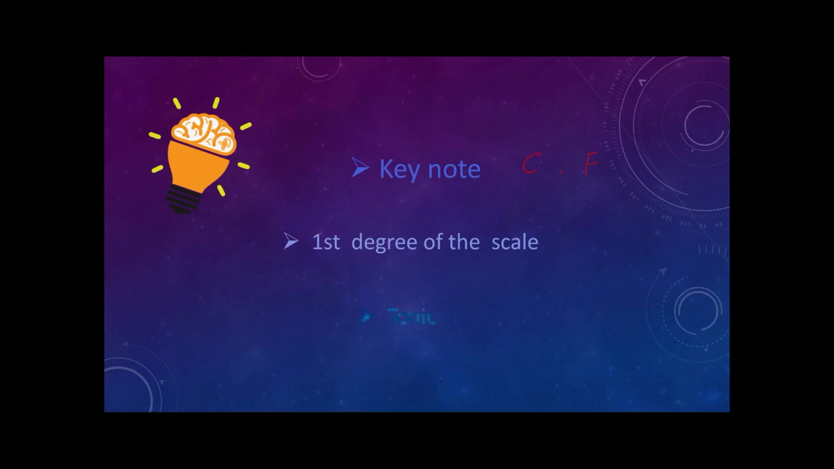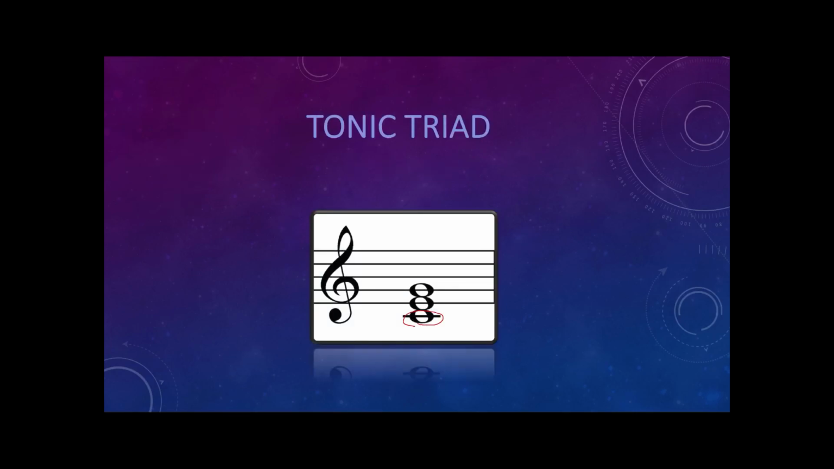Taken together, the first, the third, and the fifth degree of C major are called the tonic triad. An example of this is C major. Later, we will see some examples of tonic triads of the keys you need to know.